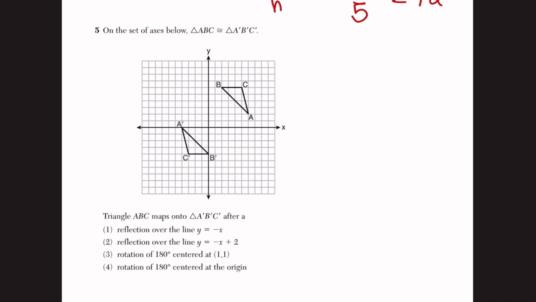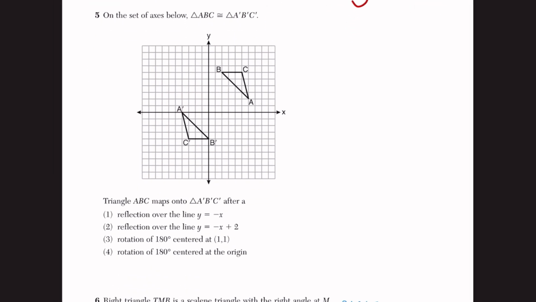Okay. Question number 5. On the set of axes below, triangle ABC is congruent to triangle A prime, B prime, C prime. Triangle ABC maps onto triangle A prime, B prime, C prime after: 1, a reflection over the line y equals -x. That line is going to look something like this. And as you can see here, if A was reflected over this line, it would be somewhere here as A prime, not as B prime. So number 1 does not work out. For number 2, a reflection over the line y equals -x plus 2.